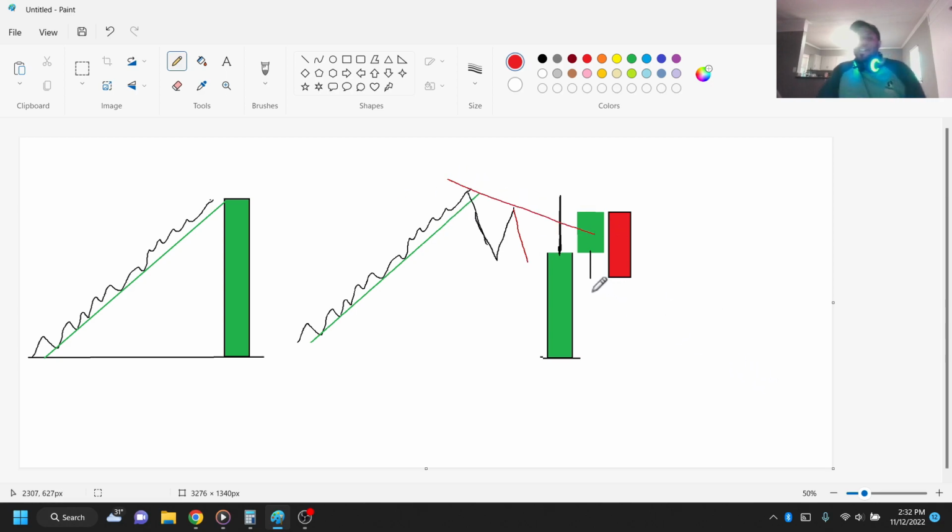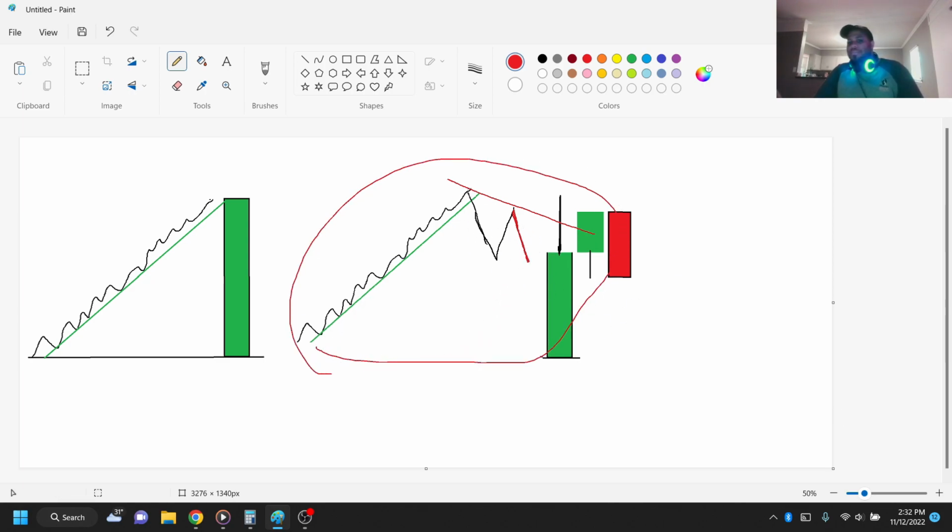Now be honest with me in the comments or with yourself here. How many of you look at this pattern and see this pattern? How many of you look at this pattern and see this? But how many of you would look at this in a chart and see that you're going down? How many of you would do that?